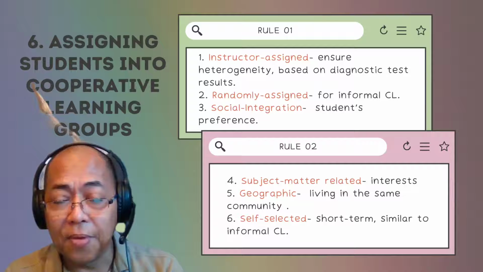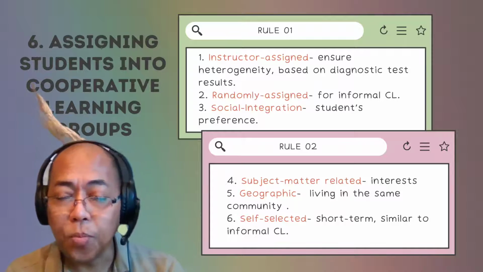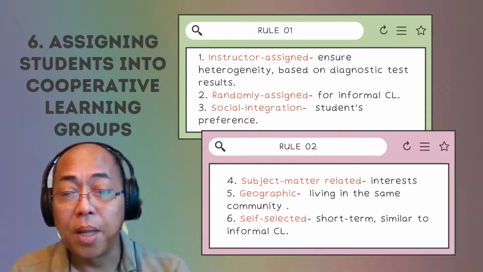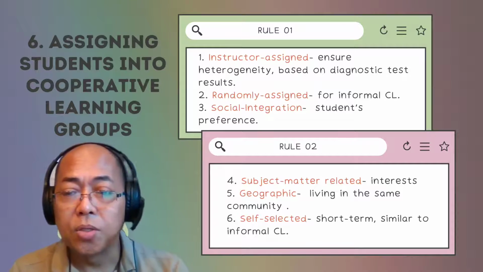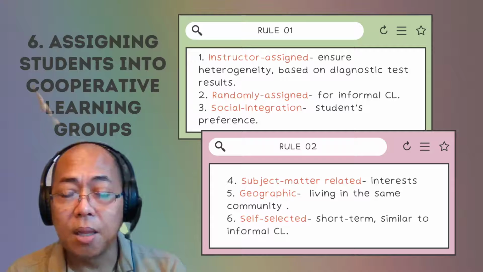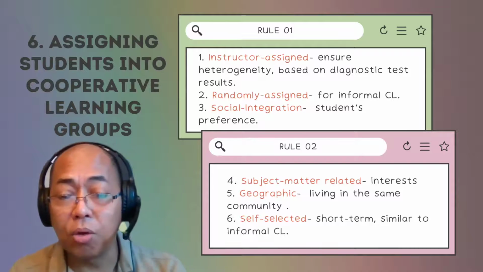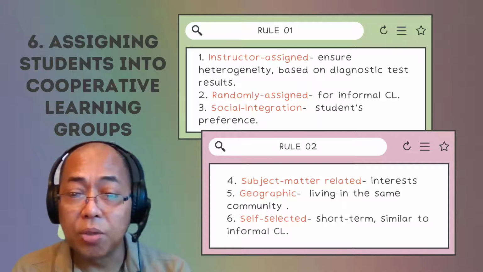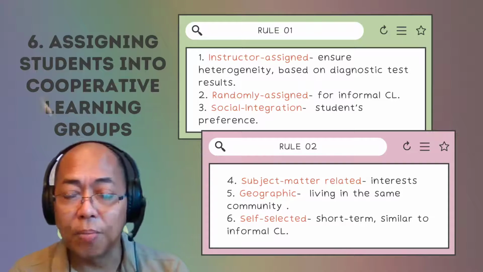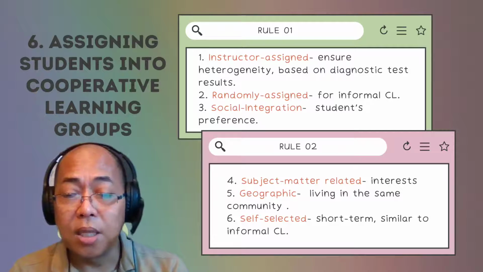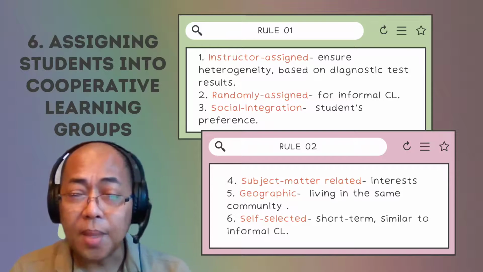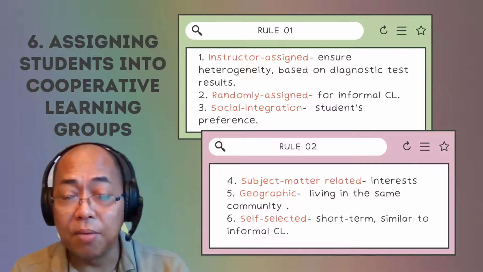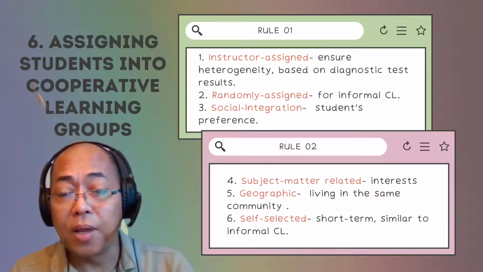And fifth is geographic groups, where the students are assigned to groups based on the place where they live, their community. The idea here is if they need to meet together as a group, it's going to be easy for them. Just like what I've been doing, especially during the pandemic, where there is restriction of travel. If students really need to gather and discuss something face to face, they can do it because they live in the same geographical location.